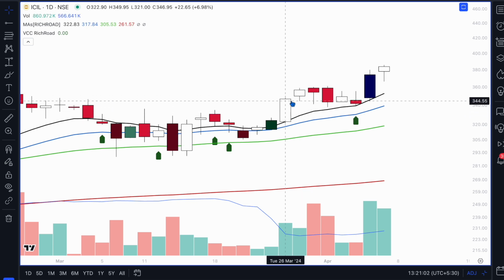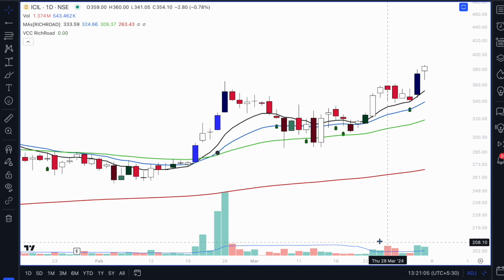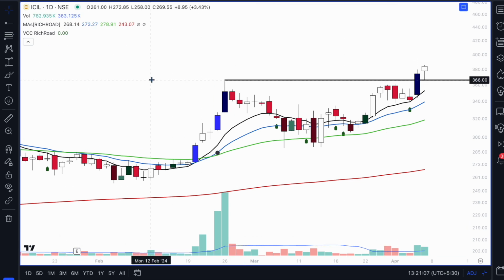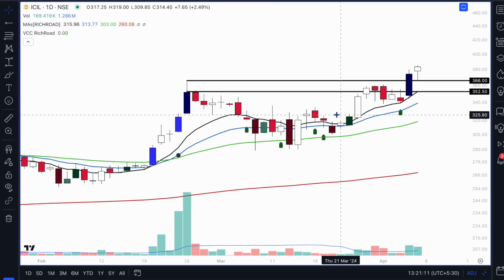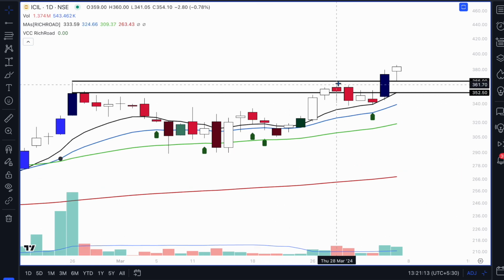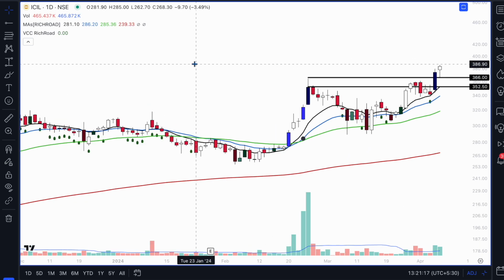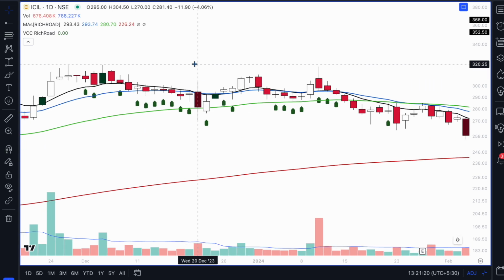Look at the left hand side expansion that has happened. And these volumes have come, but they have come because of this. A resistance level was clearly there, visible to you. And these kind of volumes are expected at the resistance level. And then see the move that has happened. Pretty good.